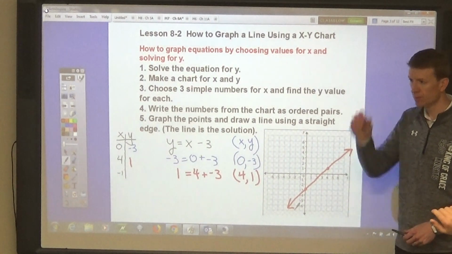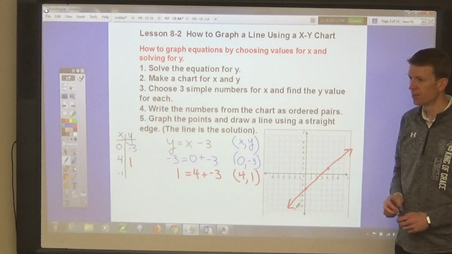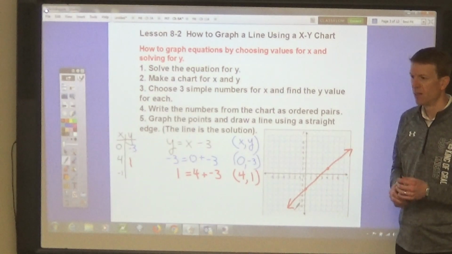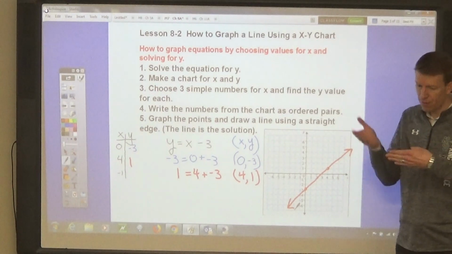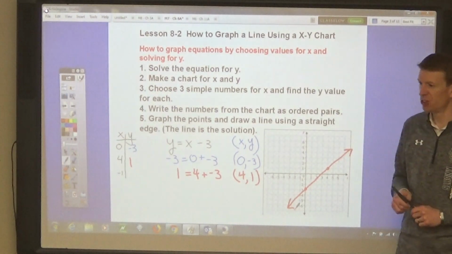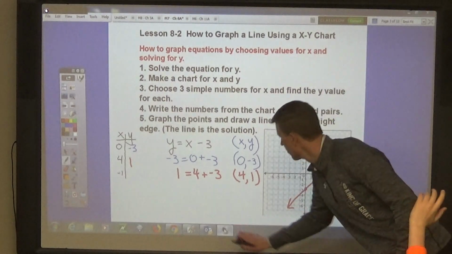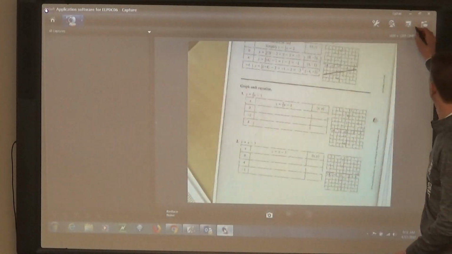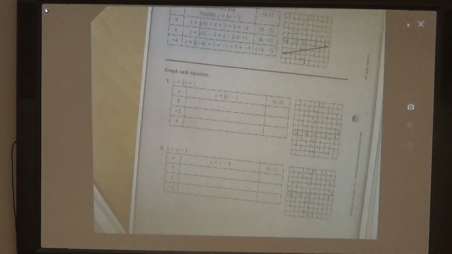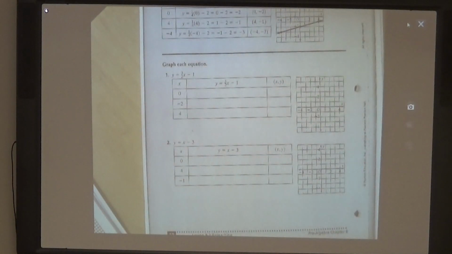When you say a straight edge, does it mean basically anything that's straight? Yeah, a ruler, the side of your notebook, something straight, a straight edge. Okay? I'll show you on the worksheet. We're going to go and do number 1. This is what you're going to do for tomorrow.